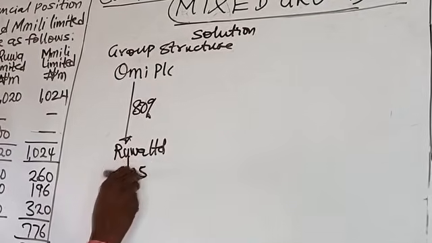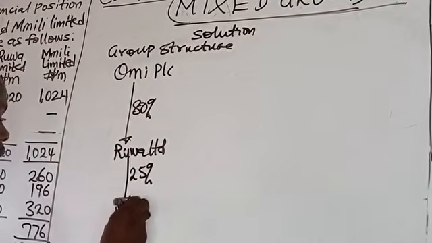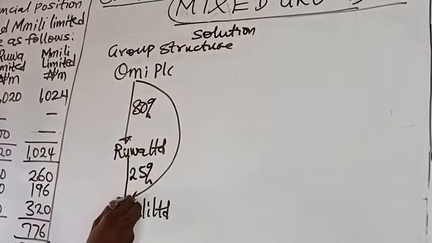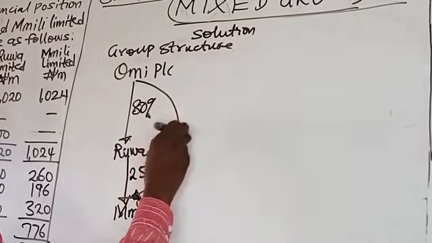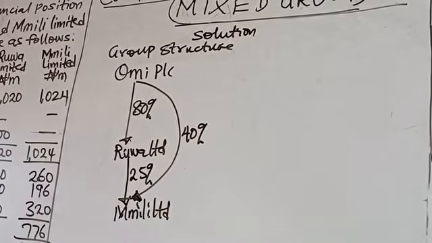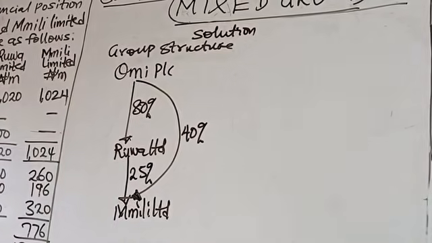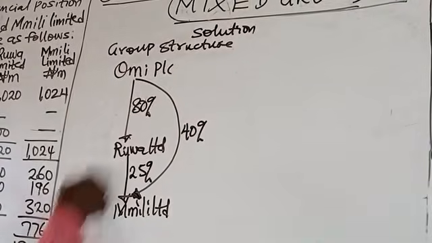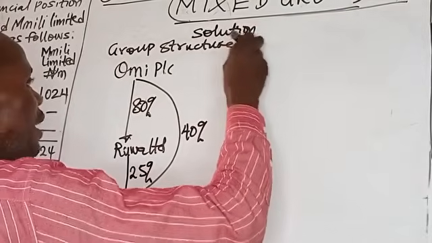So Ruwa acquired 25% of Mili Limited, and Omi PLC acquired 40% of Mili Limited. So that is the group structure. The next thing is to determine the effective interest of Omi PLC in Mili Limited. Now let's determine the effective interest.